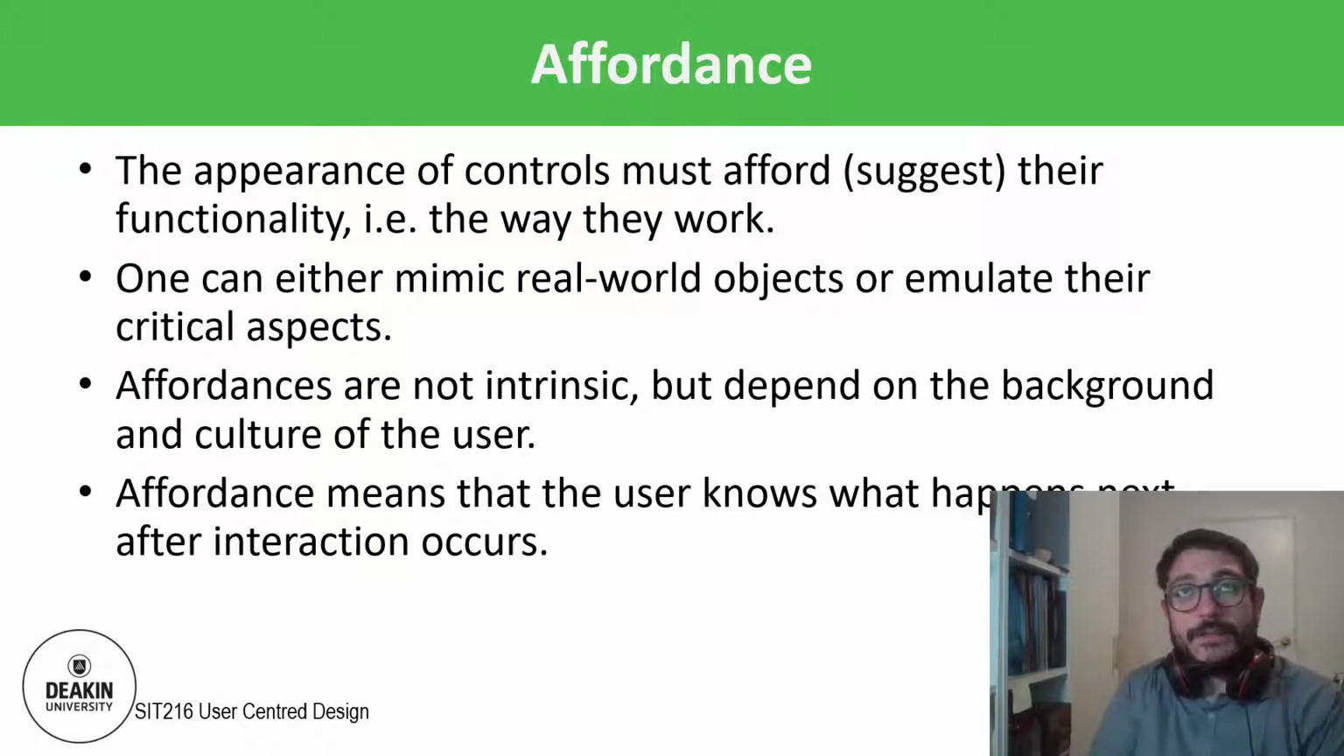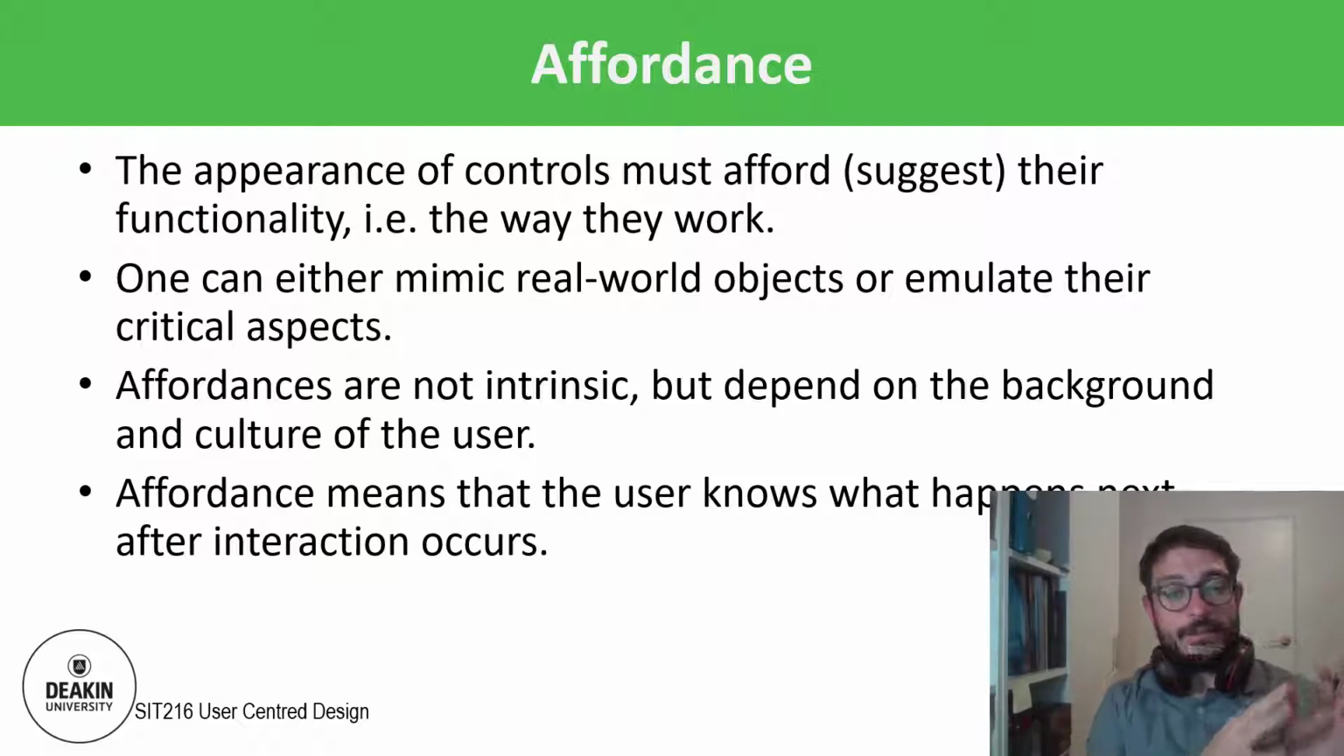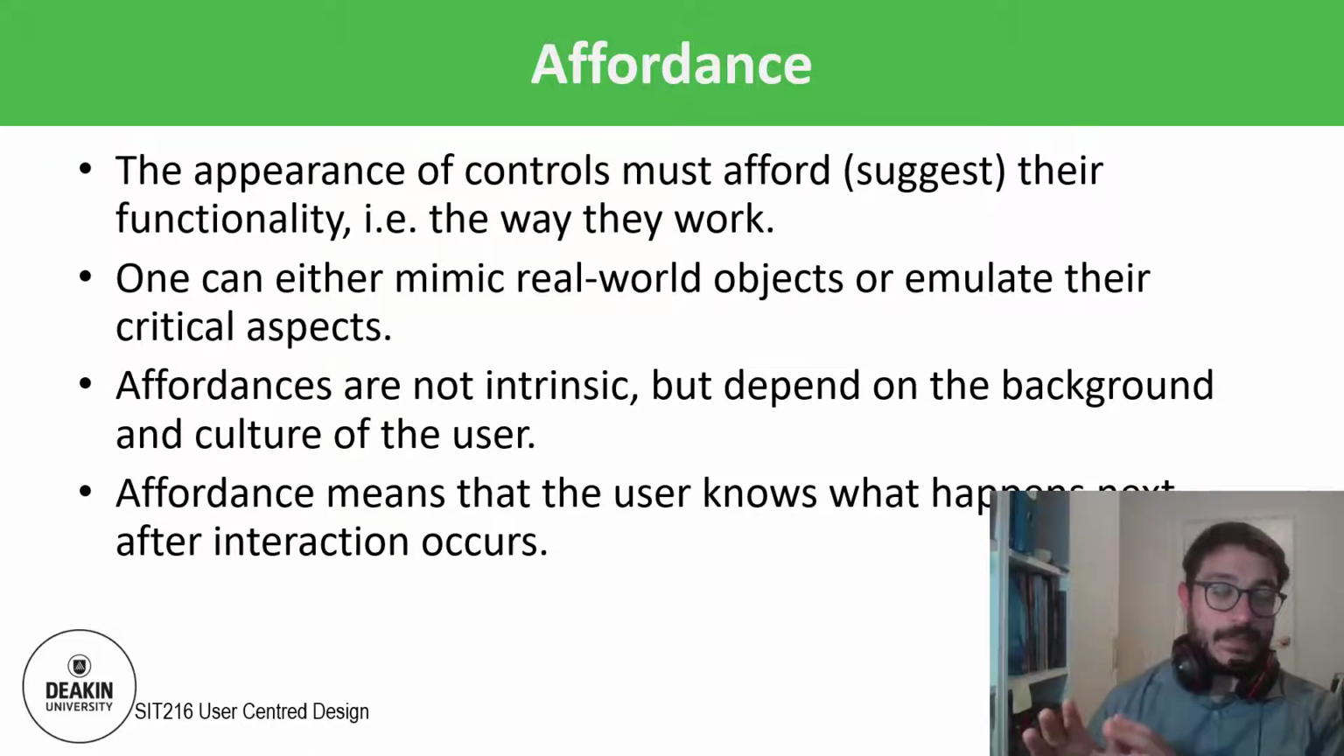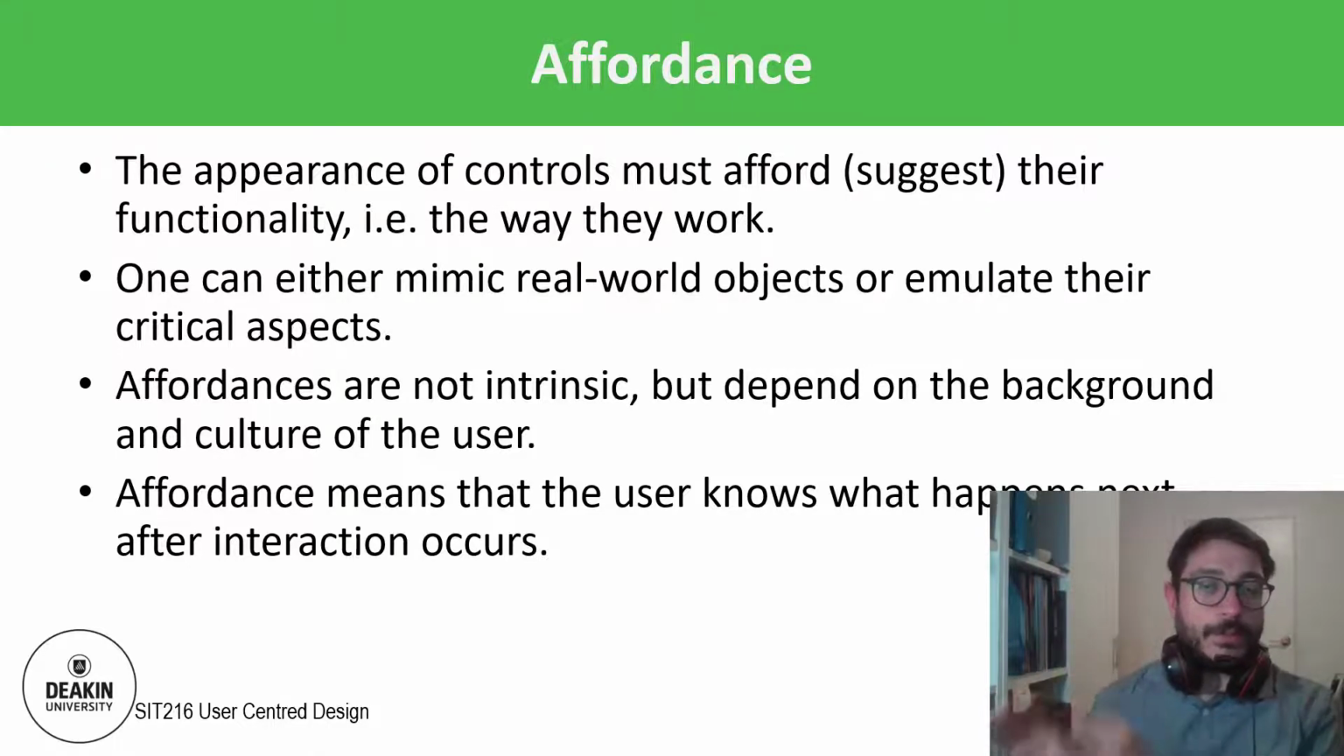The appearance of controls must afford, or suggest, their functionality, the way they work. Imagine the green button. It tells you straight away that that button is there for one reason, to make things happen. A red button generally means that you want to stop something from happening, or something that is happening, like an alarm system.